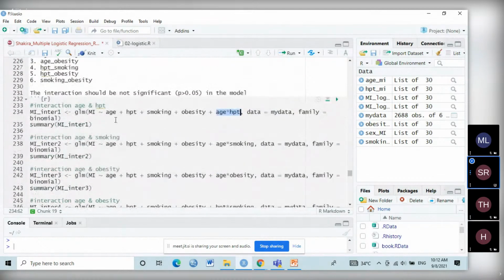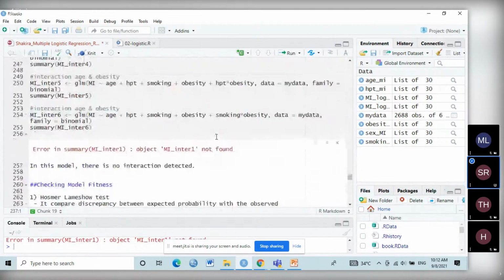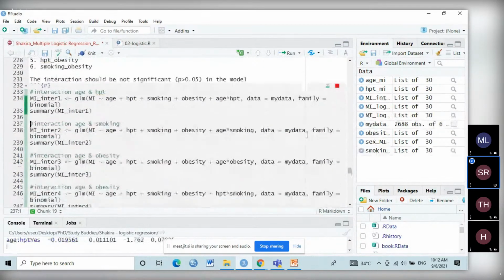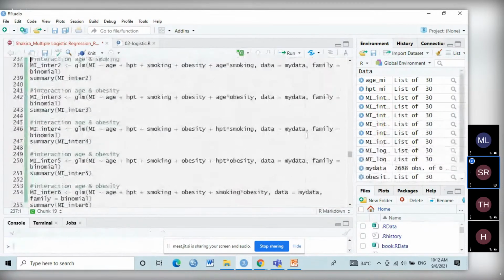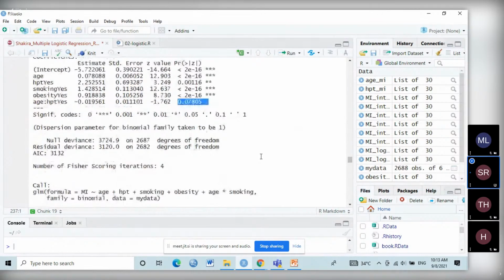Okay, saya just run je semua. Kita namakan model ni first untuk interaction antara age dengan hypertension, mi_inter1. Okay, so kita run dan kita akan dapat dia signifikan ke tak. Run je lah semua. Okay, yang first dia akan keluar macam ni lah, age and hypertension. So dia punya p-value adalah not significant. So okay lah untuk age dengan hypertension.